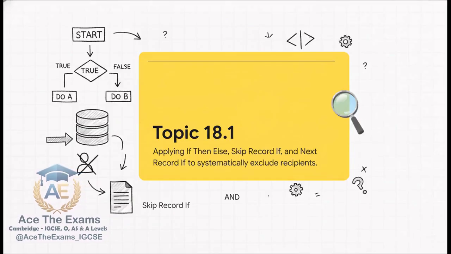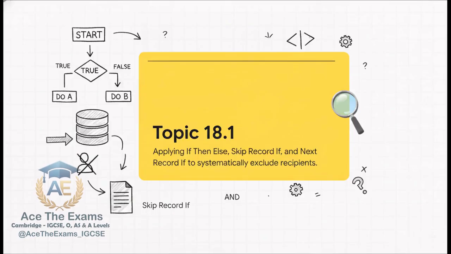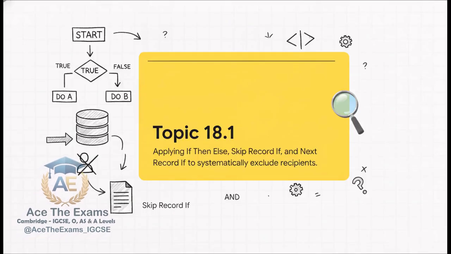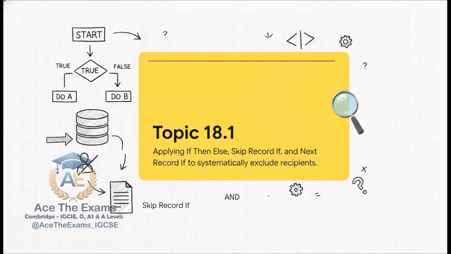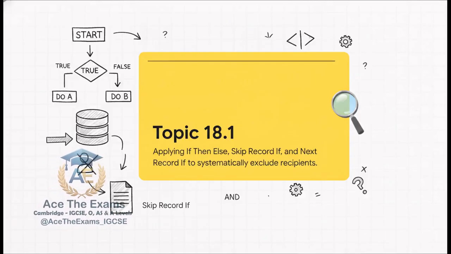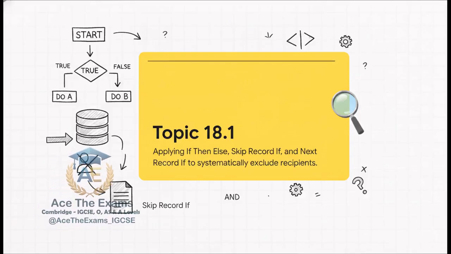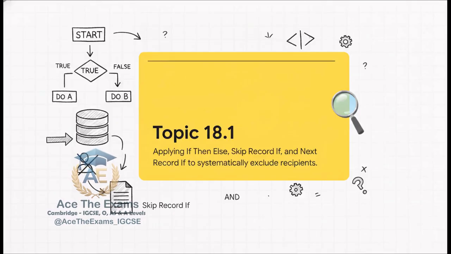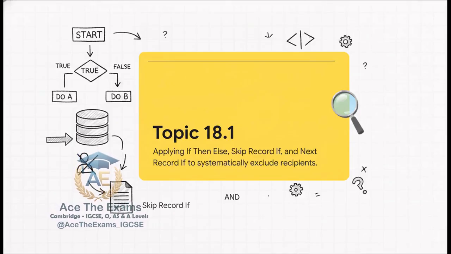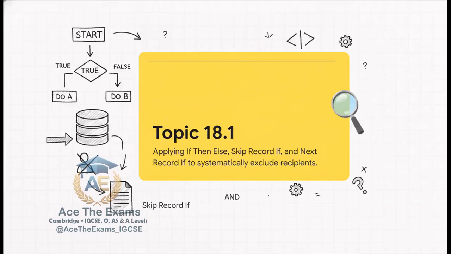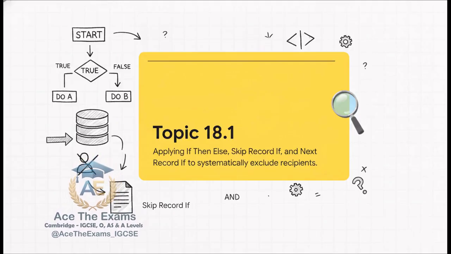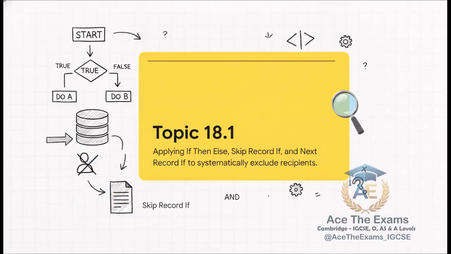If then else allows you to beautifully branch your logic. If a specific condition is true, you do one thing, otherwise you do another. Skip record if acts like a bouncer at a club, stopping a specific entry entirely based on a parameter you set. And next record if pulls the subsequent data line into the current process if a certain condition is met. Treating these three distinct conditional commands as your absolutely essential toolkit is the very first step to mastering this exam.